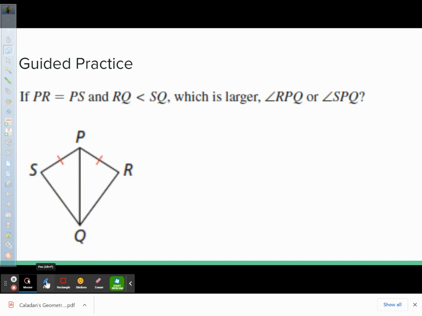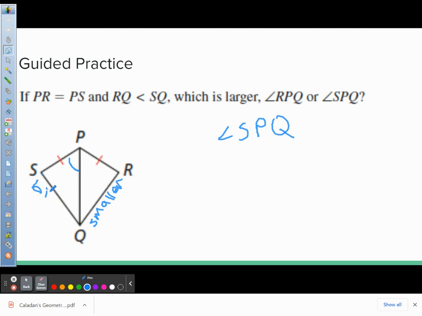Gabby, which angle did you and your partner say was larger? Angle SPQ, so that would be this angle here. How come that angle is larger? Because the side is. Yeah, because right here says RQ is less than SQ, so that means this side's the smaller side. Pay attention, please. And this side here is the bigger side. So since this is the bigger side, this one would be the bigger angle. So angle SPQ would be the bigger angle.